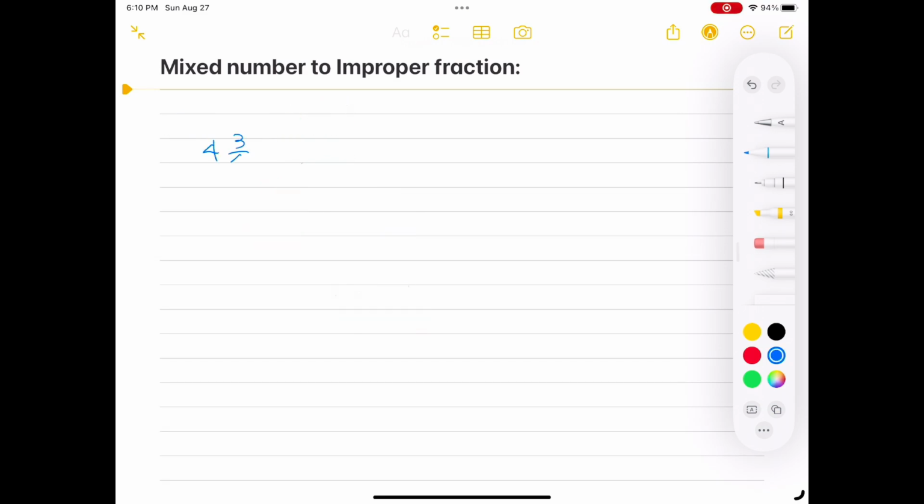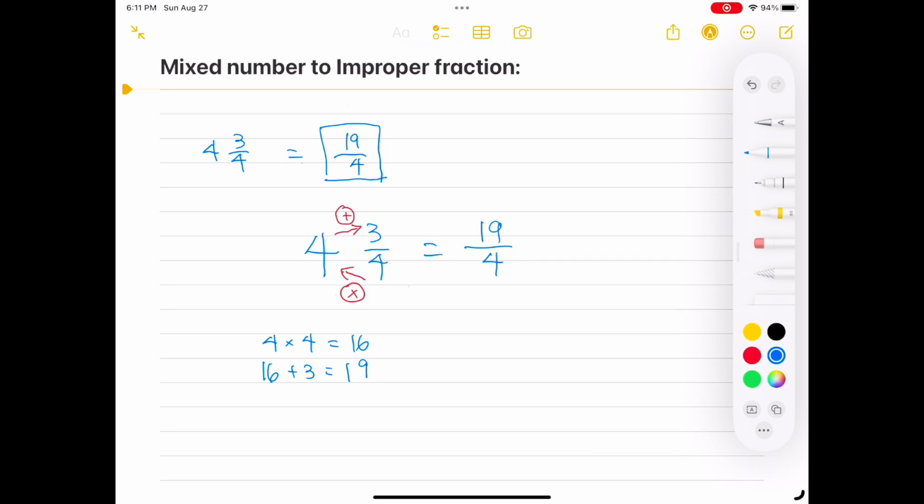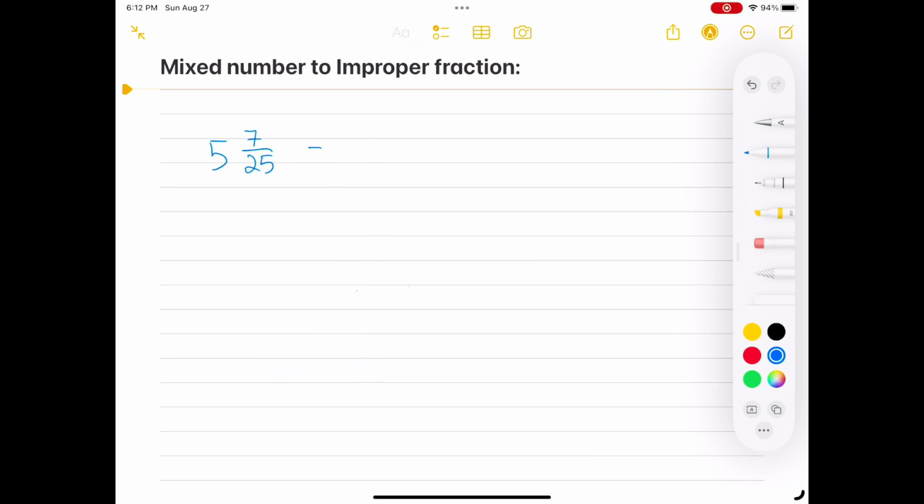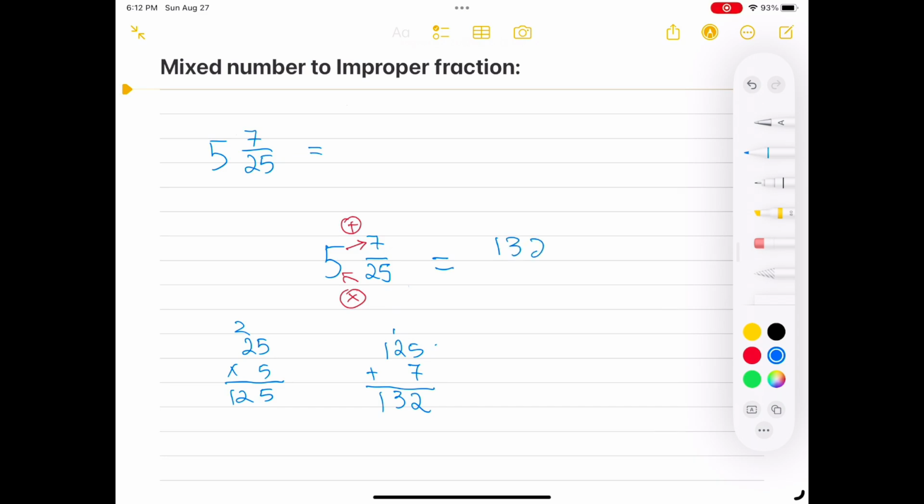To convert the mixed number, 4 3/4, to an improper fraction, we multiply the denominator, 4, by 4, the whole number, to get 16. We add 3 from the numerator to get 19. So 19 becomes the numerator, and 4 is the denominator. It is 19/4. To change the number 5 7/25 to an improper fraction, we multiply 25, the denominator, by 5, the whole number, and then we add 7 to get the numerator. So 25 times 5 equals 125. 125 plus 7 equals 132. 132/25 is the improper fraction.